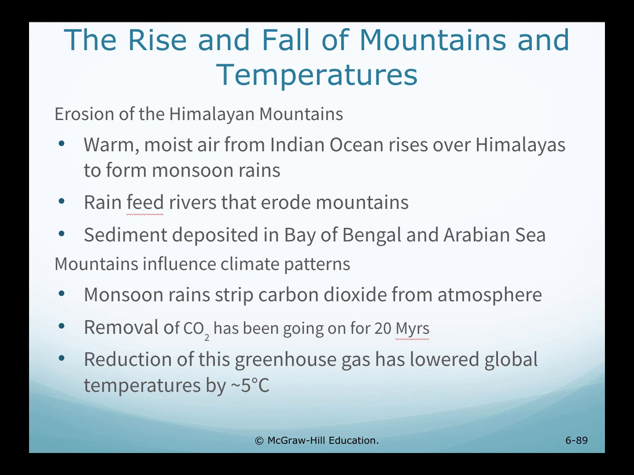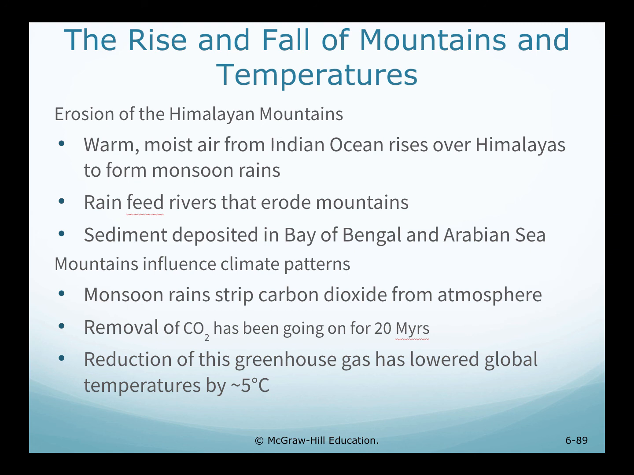The erosion of the Himalayan mountains: warm, moist air from the Indian Ocean rises over the Himalayas to form monsoon rains, the rain that feeds the rivers that erode the mountains. Sediment is deposited in the Bay of Bengal and the Arabian Sea. Mountains influence climate patterns.